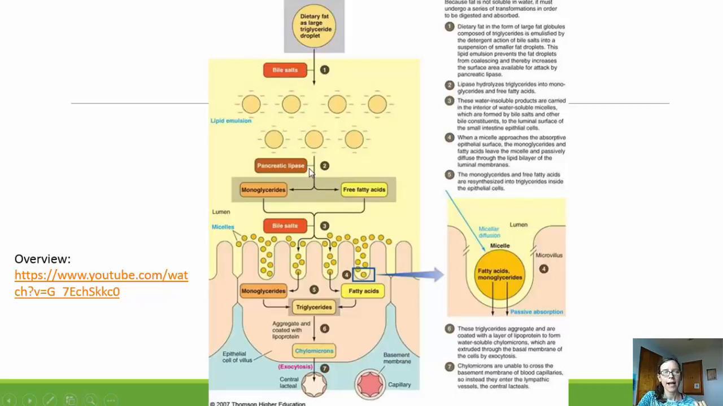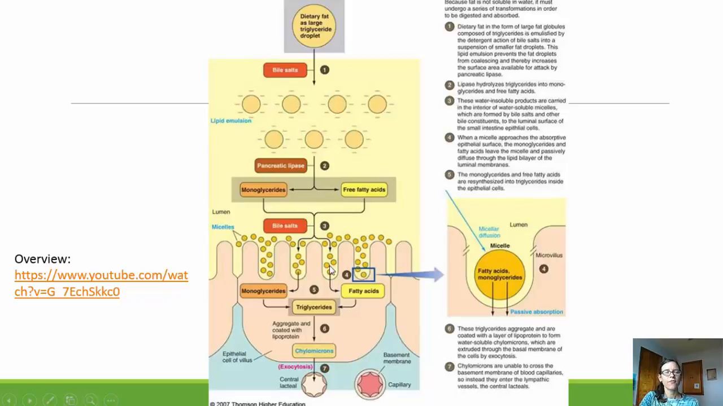Then they have better access to the pancreatic lipase in the small intestine lumen. The lipase breaks the lipids down into monoacylglycerides and free fatty acids primarily. We also know there are some cholesterol products in there and so on. Again, they encounter bile salts and are incorporated into micelles, also called mixed micelles.